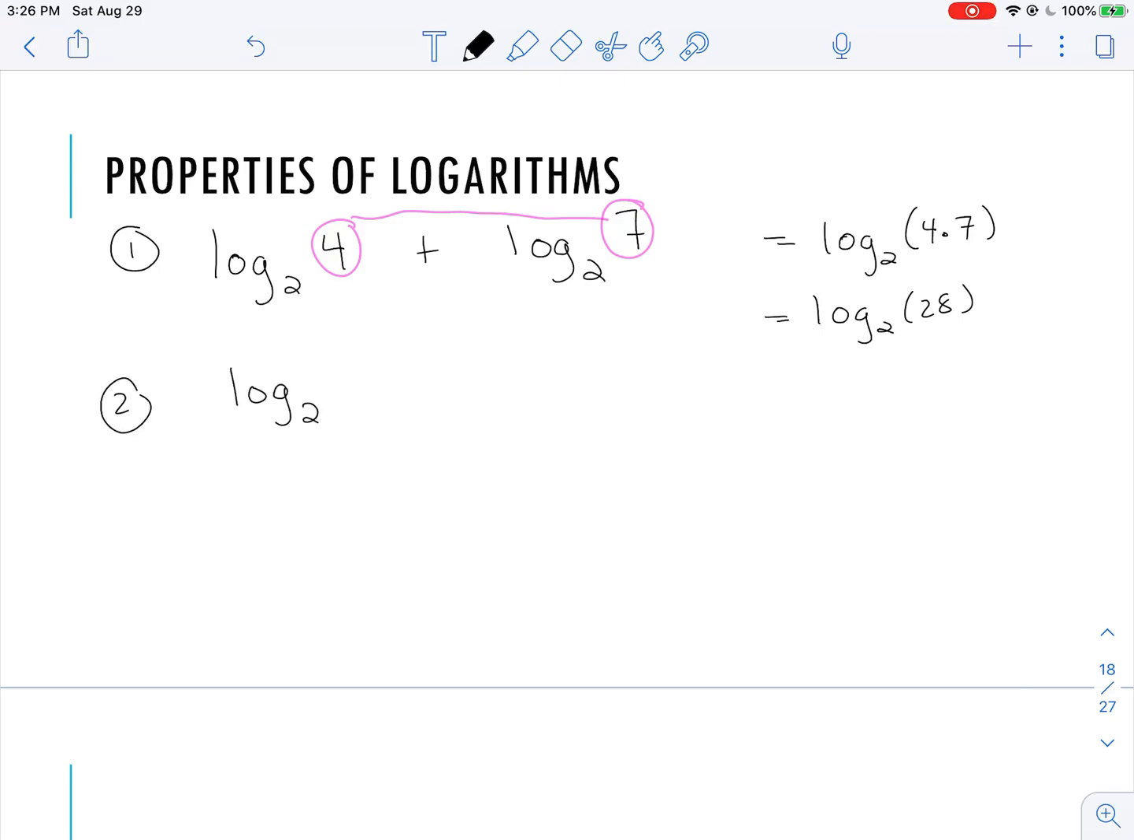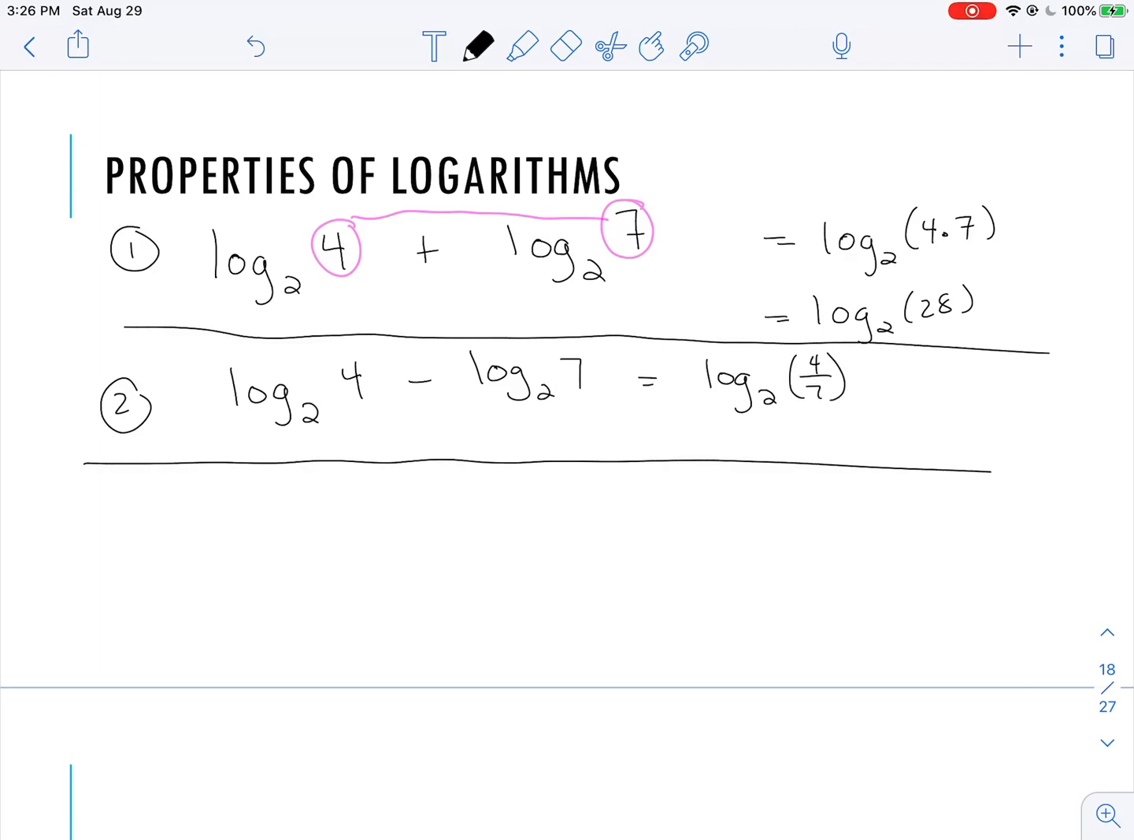Another log property is if you were subtracting them, log base 2 of 4 minus log base 2 of 7. You can change this into one log by dividing them. So this would be log base 2 of 4 over 7.